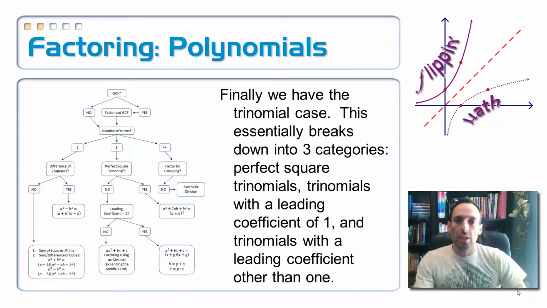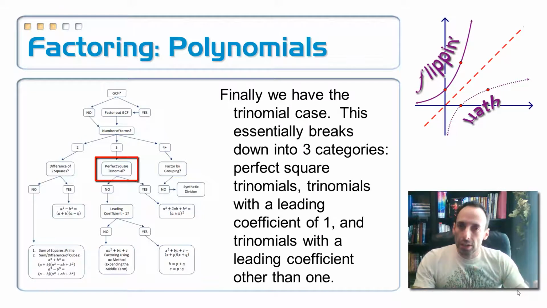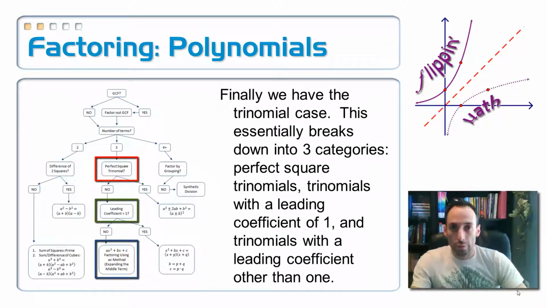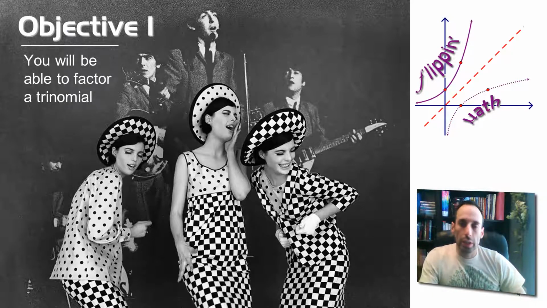trinomial. And you can see that it breaks down into 3 categories. We've got perfect square trinomial, yes or no. And this one is going to be the easiest one because it's based on a pattern that we've seen before. The next one is, does it have a leading coefficient of 1 if it's not a perfect square trinomial? And then the last one is this thing that we're going to call the AC method when it does not have the leading coefficient of 1 and is not a perfect square. So we're going to start off with the easiest one in just a second, being perfect square trinomials.